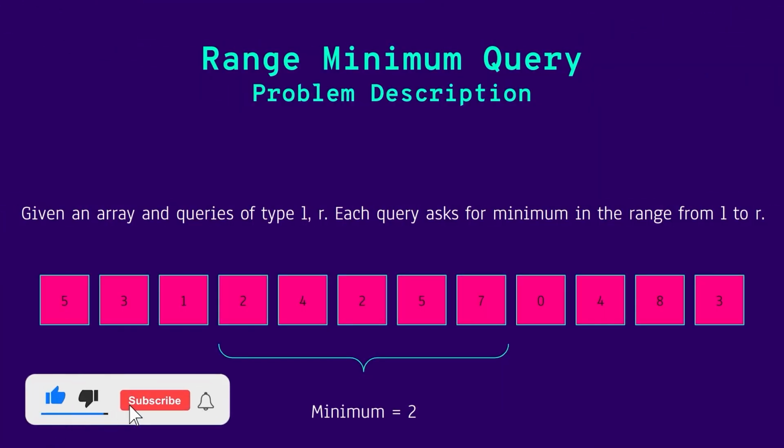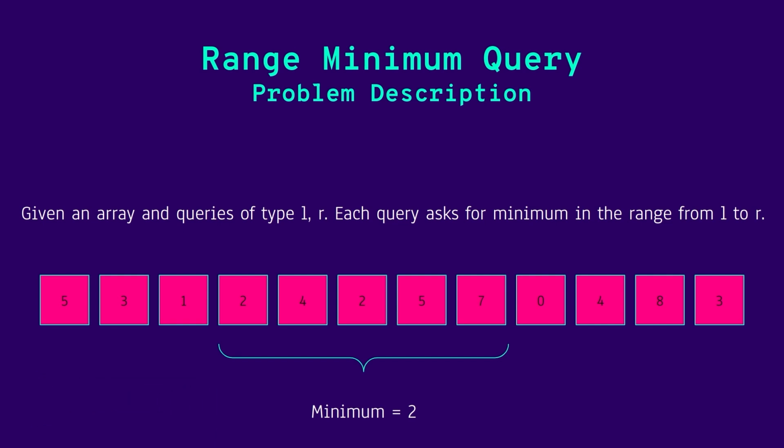Let's review the problem again. The problem name describes itself. We've been given an array and we'll face multiple queries in the form L and R. We need to find the minimum element in that range.